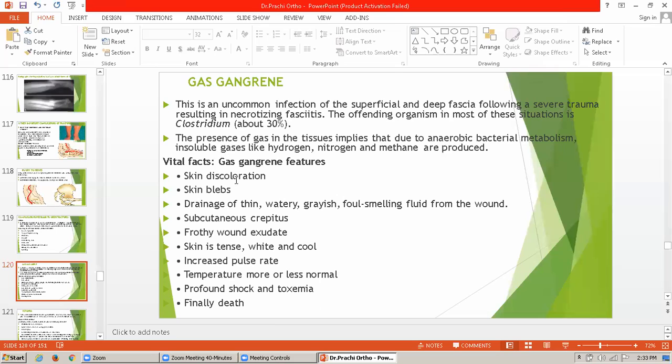And the features seen are skin discoloration, skin bullae, and drainage of thin, watery, grayish, foul-smelling fluid from the wound. Subcutaneous crepitus, then through the wound exudation, skin is tense, white and cool, pulse rate is increased, temperature more or less normal, then there is a profound shock and toxemia, and finally death.